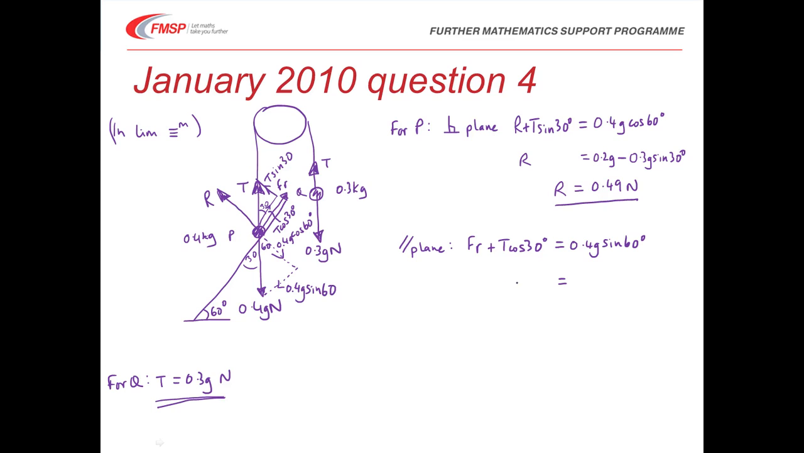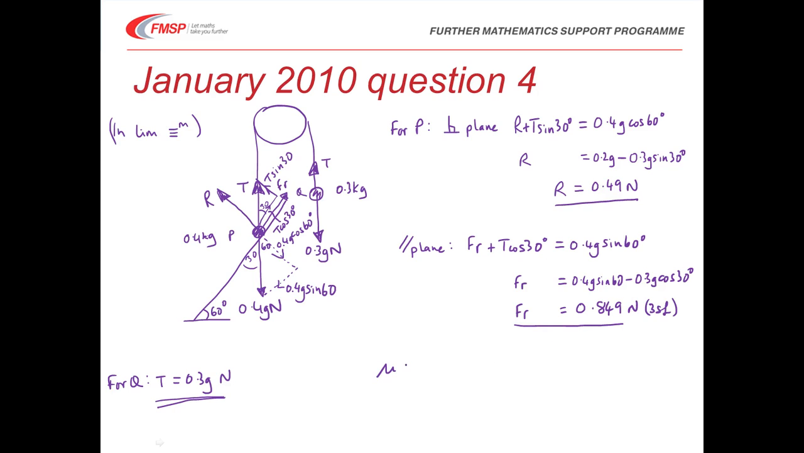If I simply move everything to the right, then the friction is 0.4 g sine 60 minus T, which I know is 0.3 g cos 30. If I pop all that in the calculator, I get an answer of 0.84870, well, 0.849 newtons to 3 significant figures, but again I've kept the exact value.